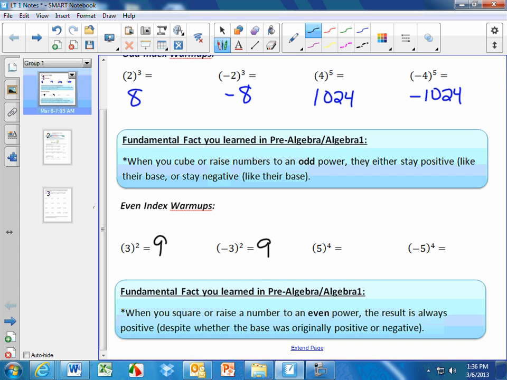That'll be important. What about 5 to the 4th? Good. 625. And what about negative 5 to the 4th? It's also 625. So the takeaway here is regardless of the sign of the base, when you raise something to an even exponent, it always comes out positive. Okay? All right, so now to your notes.